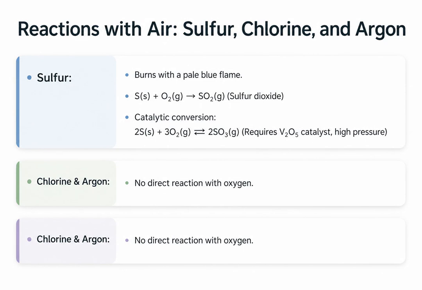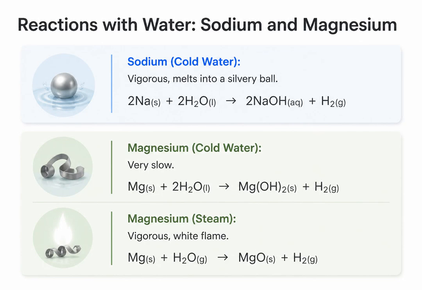Sulfur requires gentle heating to burn, producing a pale blue flame and colorless, pungent sulfur dioxide gas. To push this further to sulfur trioxide, you need a vanadium 5 oxide catalyst and high pressure. Finally, chlorine and argon do not react directly with oxygen at all. Now let's look at reactions with water. The reactivity drops as the metal hydroxides become less soluble.